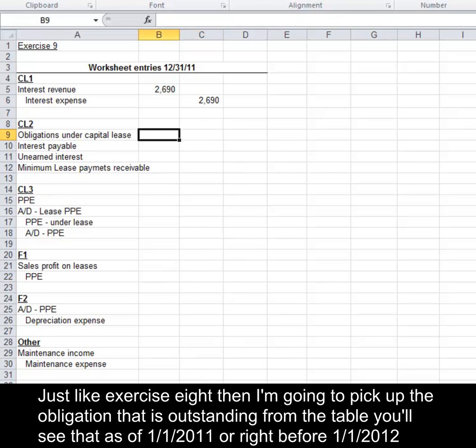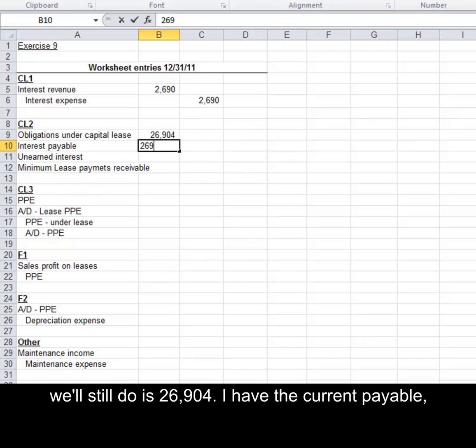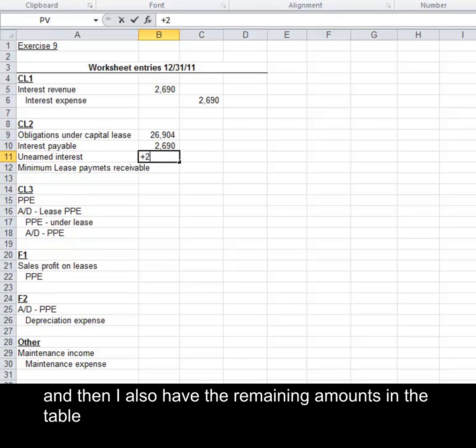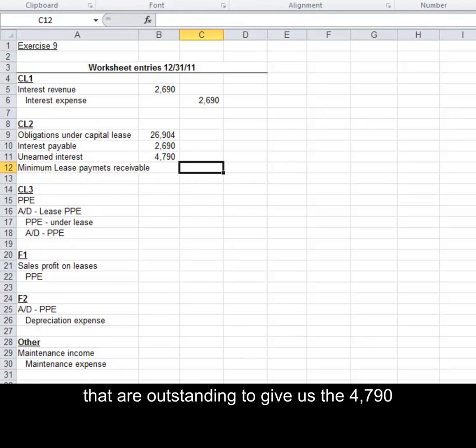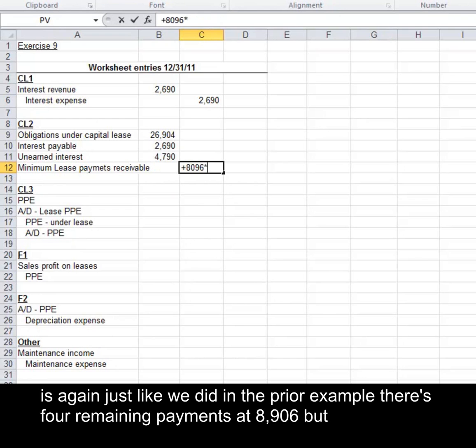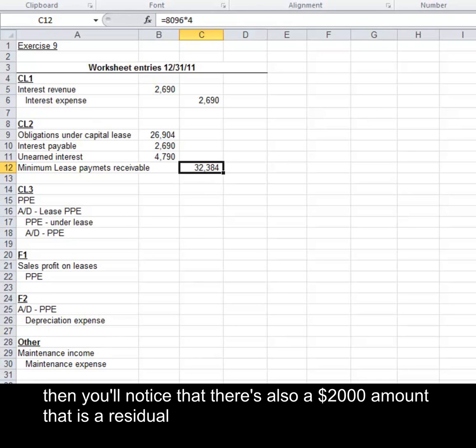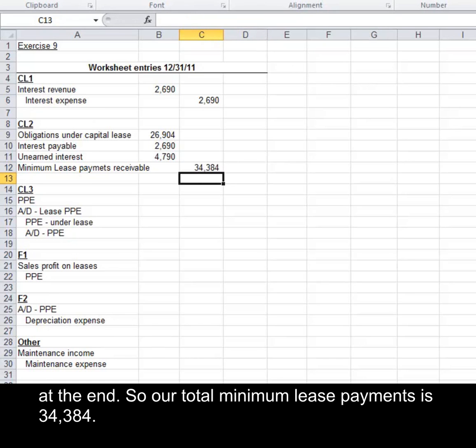Just like exercise 8 then, I'm going to pick up the obligation that is outstanding from the table. You'll see that as of 1/1/11 or right before 1/1/12, what's still due is $26,904. I have the current payable, and then I also have the remaining amounts in the table that are outstanding to give us the $47.90, and the minimum lease payments is again just like we did in the prior example. There's 4 remaining payments at $89.06, but then you'll notice that there's also a $2,000 amount that is a residual at the end. So our total minimum lease payments is $34,384.